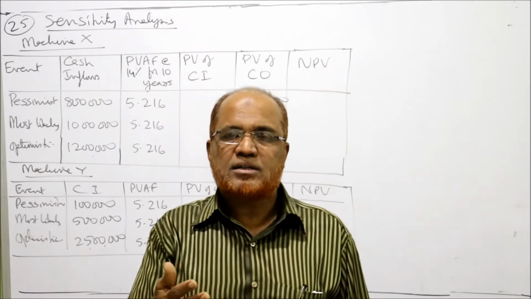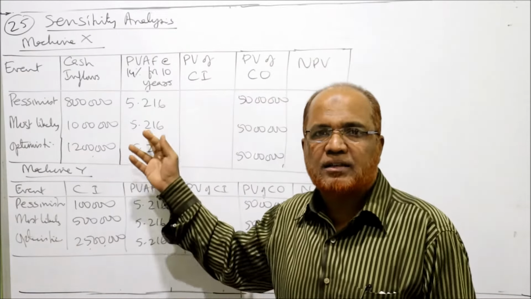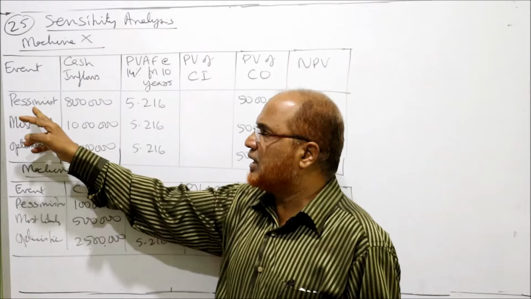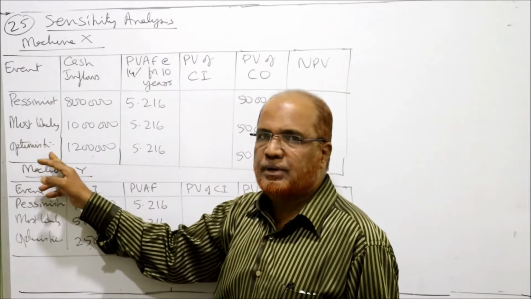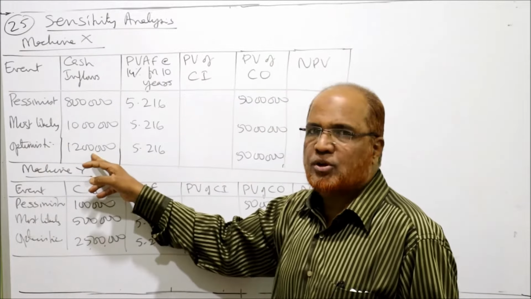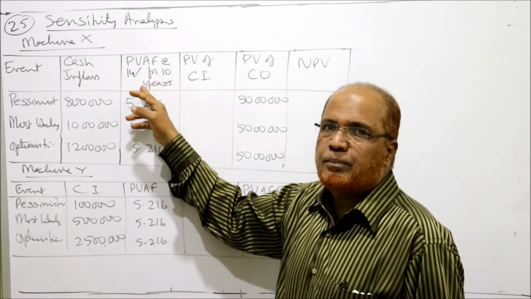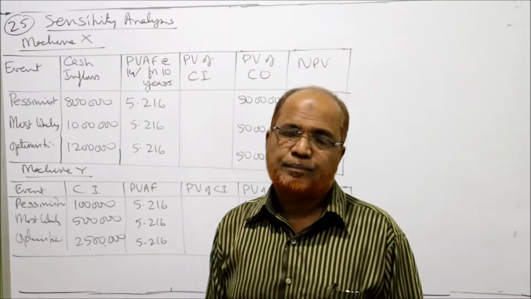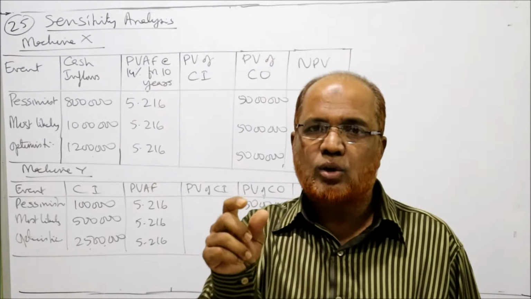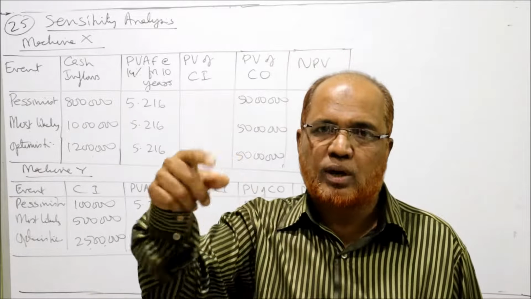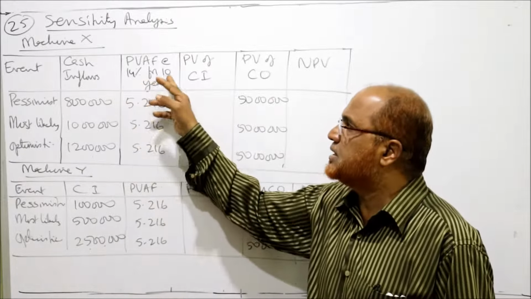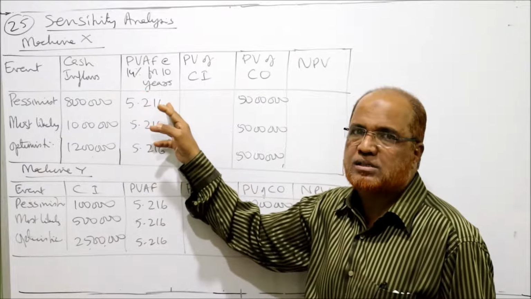So how to evaluate? We calculate the NPV under 3 situations. First, we have taken machine X. The events we have taken are pessimistic, most likely, optimistic. Cash inflows are given for machine X, and we use the 14% PV factor of annuity, because this cash inflow is going to continue. The same cash inflow is going to continue for 10 years. So we are using annuity, 14%, 10 years annuity, 5.216.